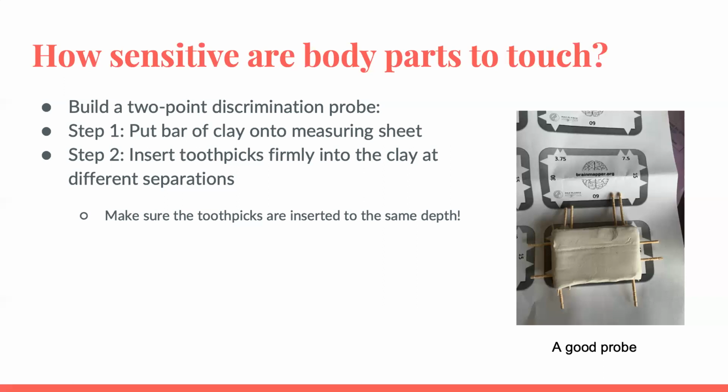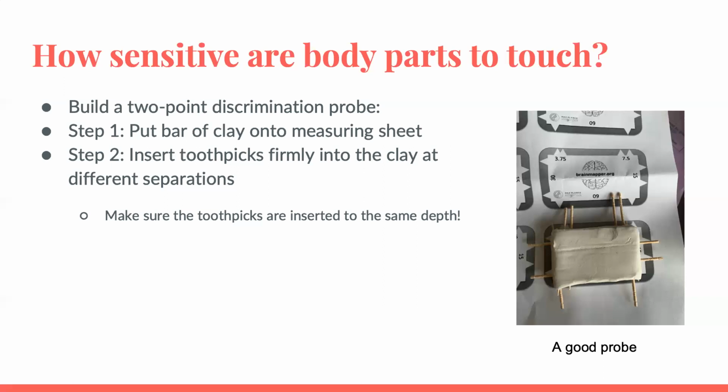However, if your separation is very small, let's say just a few millimeters, and your body can still tell it's not 1 point, it's 2 points, it means it's very sensitive. So to actually do this, we've prepared these little measuring sheets.